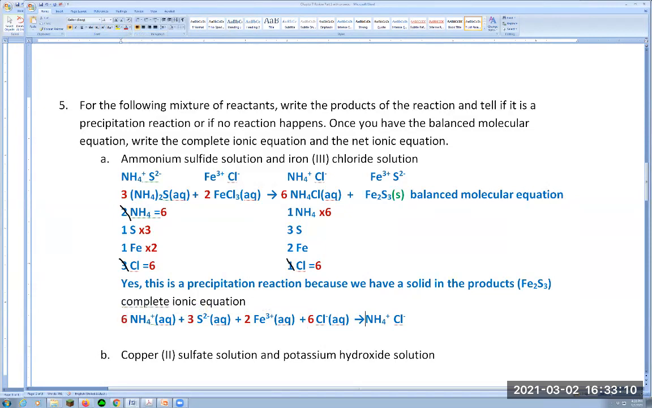And then on the product side, we need to dissociate NH4Cl into their ions. And so here we have these ions. So let's see how many of each. Ammonium, we have 6. Chloride, we have 6. So 6 of each of these. 6 here and another 6 here. So that's ammonium chloride.